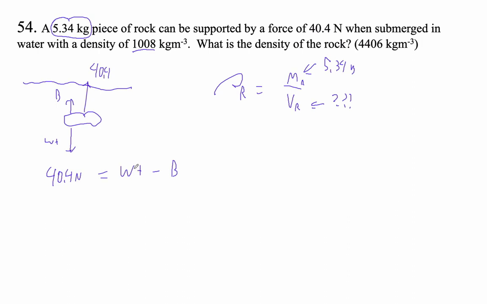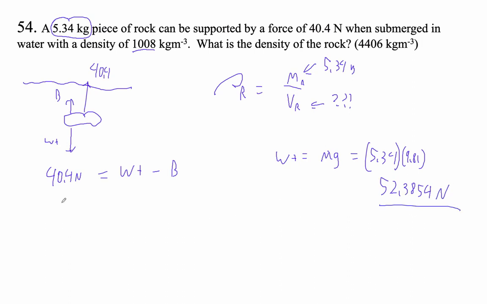I guess we can figure out the weight, right? The weight of the rock is mg, so that's 5.34 times 9.81. All right, let's do that. 5.34 times 9.81 is 52.3854 newtons.